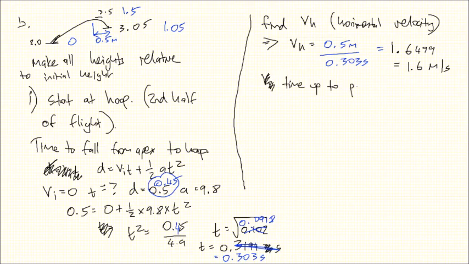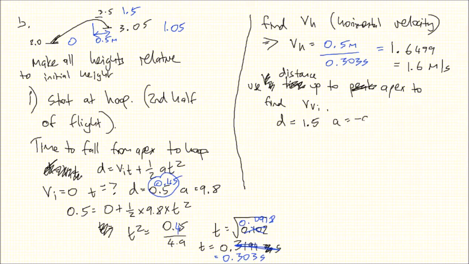Well, I need to know the total flight time. Well, actually, no, I can work it out by looking at it from the apex, basically. So I'm going to find these things using the time and/or distance to the apex. So d equals 1.5 meters. The acceleration equals negative 9.8 meters per second squared. We know that Vf equals 0, and we're asked to find the initial vertical velocity.